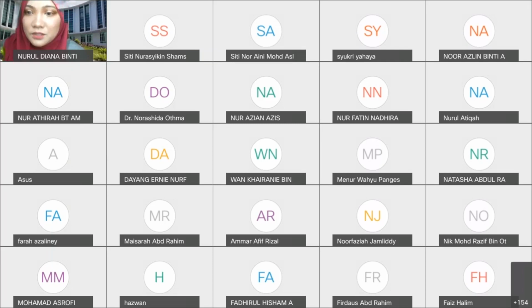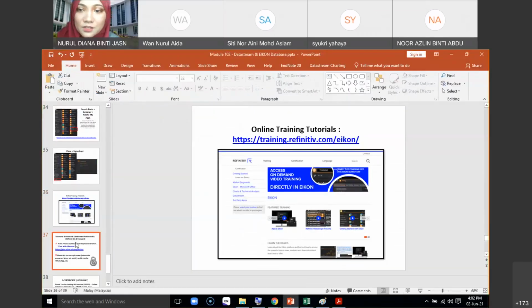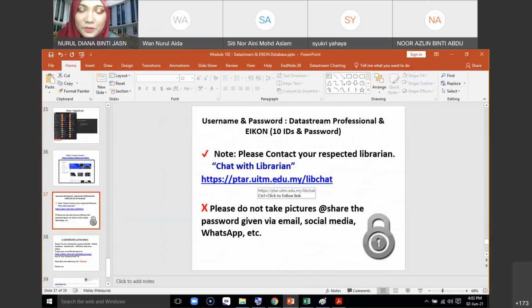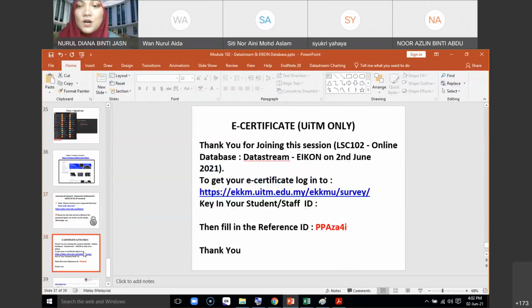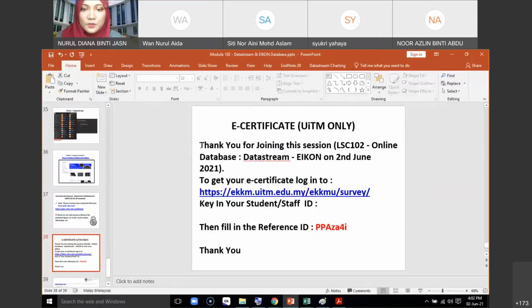For the e-certificate, Cik Ismail, can you help me? Okay, already put. Let me share here. So for the e-certificate, again, this is the contact chat with librarian if you request for ID and password. Okay, for the e-certificate, make sure, I will copy this information.